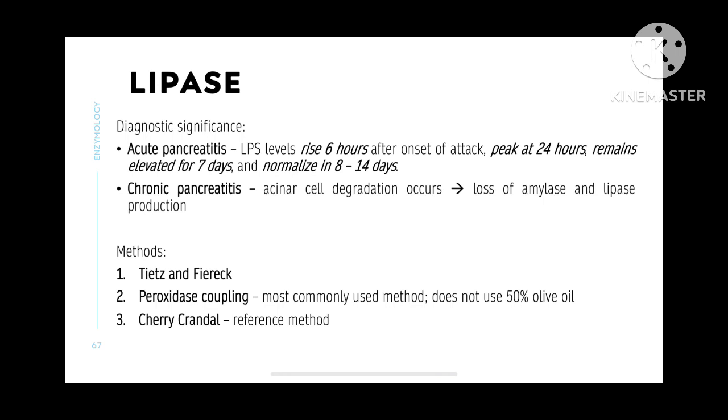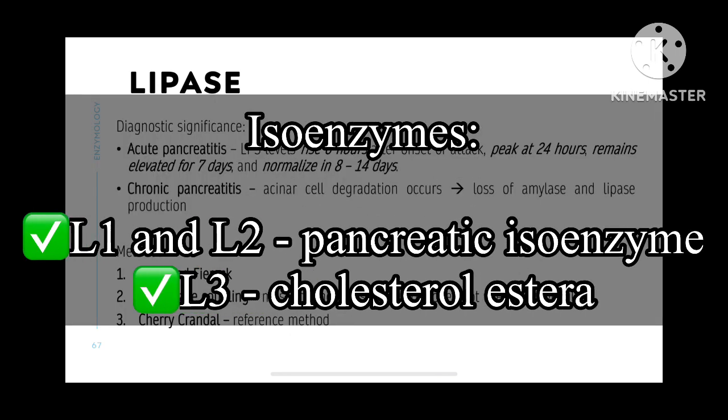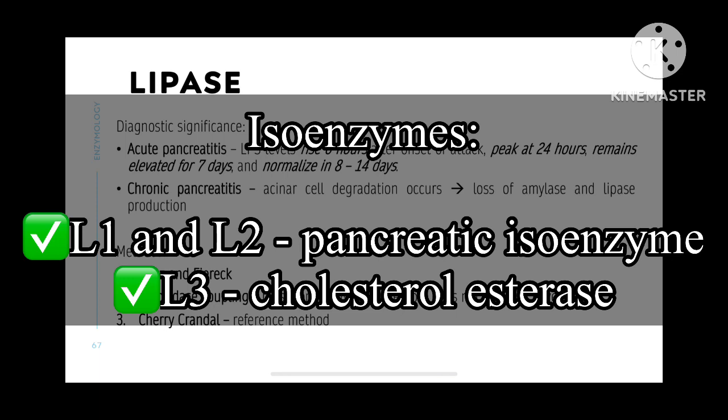Just to broaden your knowledge, isoenzymes of lipase come from the pancreatic juice and serum of patients with acute pancreatitis. So, lipase has three isoenzymes: L1 and L2, which are pancreatic isoenzymes or isoforms, and there is also L3. L3 is called the pancreatic carboxyl ester lipase, also known as cholesterol esterase.